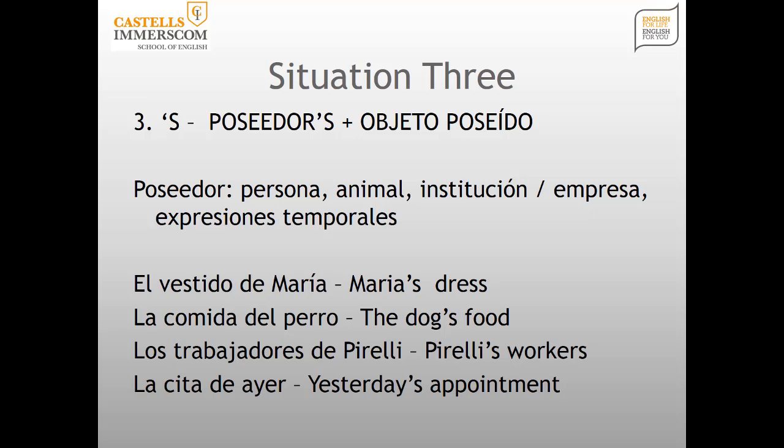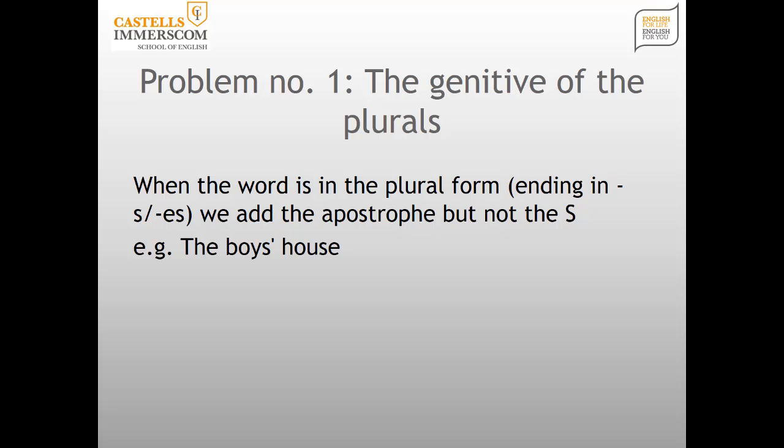Now, let's look at problem number 1. The genitive of the plurals. When the word is in the plural form, I mean the noun, ending in S or ES, we add the apostrophe but not the S, okay? The boys' house. That means that in this case, it would be in Spanish, la casa de los niños, okay? So the noun is in a plural form, and therefore we don't put boys apostrophe S, okay? That would be like boys's house. No, we just say boys' house, and it maintains the same pronunciation as the plural form of boys, okay?